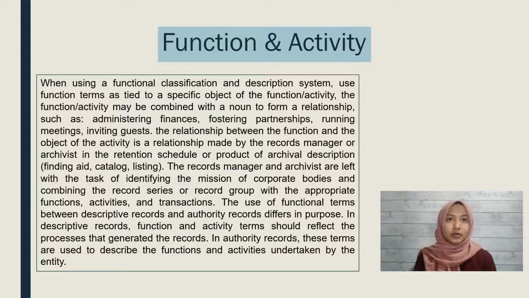Function and activity. When using a functional classification and description system, use a function term tied to a specific object of the function activity. The function activity may be combined with a noun to form a relationship, such as administrating finance, fostering partnerships, running meetings, inviting guests. The relationship between the function and the object of the activity is a relationship made by the records manager or archivist in the retention schedule or product of archival description, finding aid, catalog, listing.